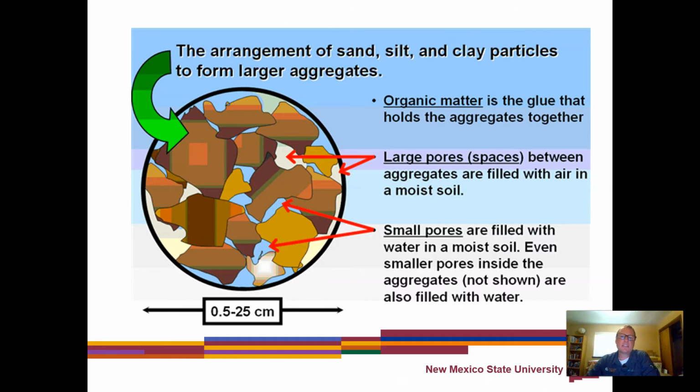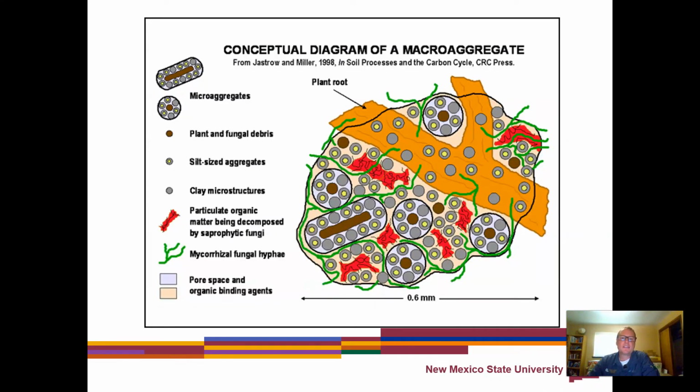The organic matter is the glue that holds those aggregates together, and hopefully you'll have both large and small pore spaces between your different particle sizes to allow air and water to flow through. So this is a conceptual diagram of a macroaggregate showing that the brown or plant and fungal material is holding or gluing together those silt and clay-sized particles. And then you also have plant roots, fungus, and other things all clumping that aggregate together.